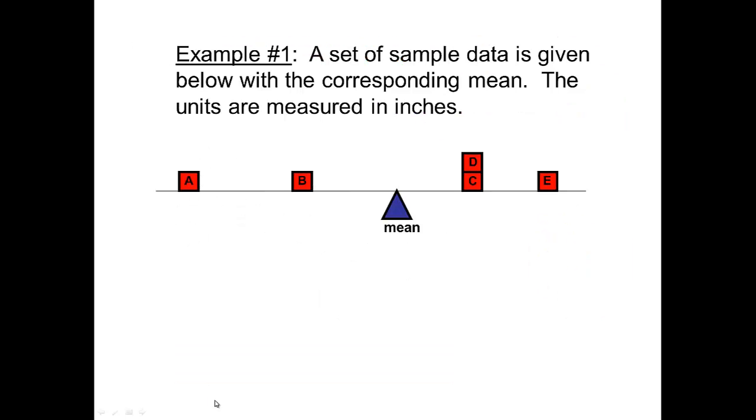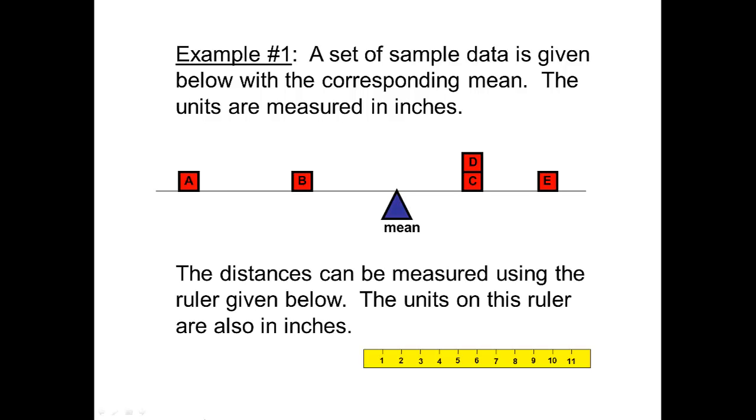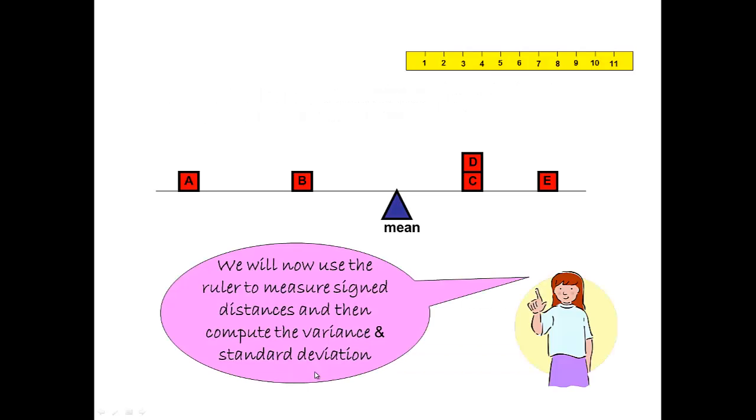Example 1. A set of sample data is given below with the corresponding mean. The units are measured in inches. The distance can be measured using a ruler that's given below. The units on this ruler are also in inches. We will now use the ruler to measure signed distances and then compute the variance and the standard deviation.